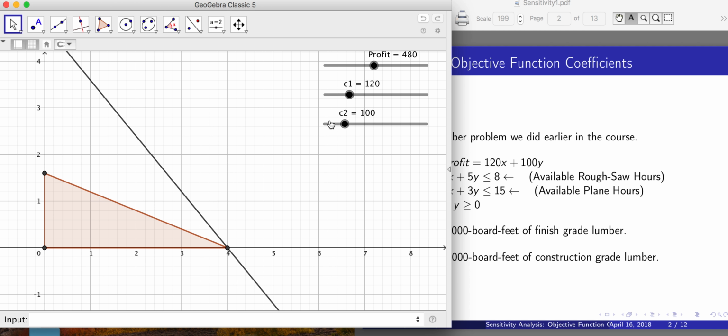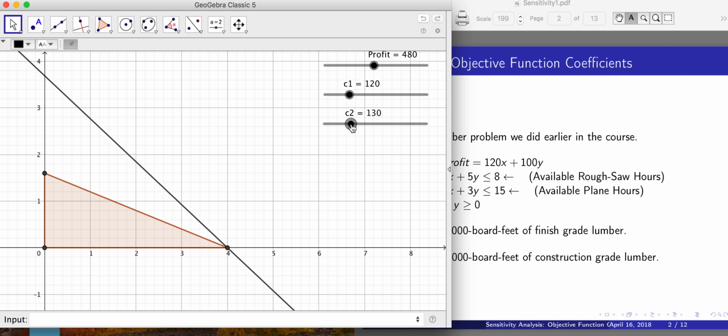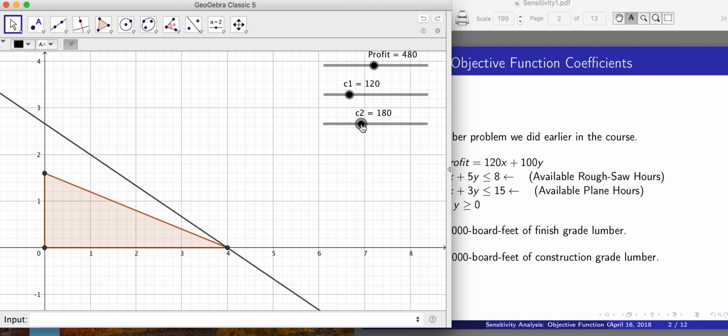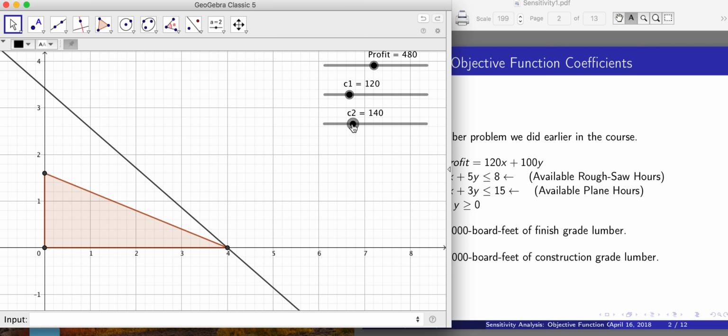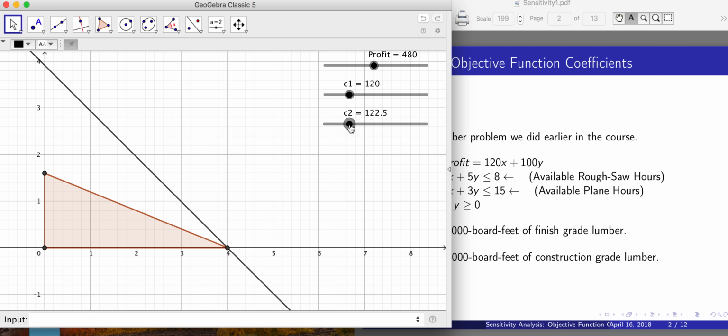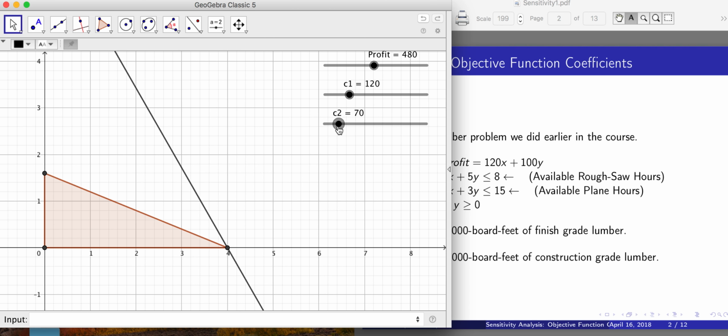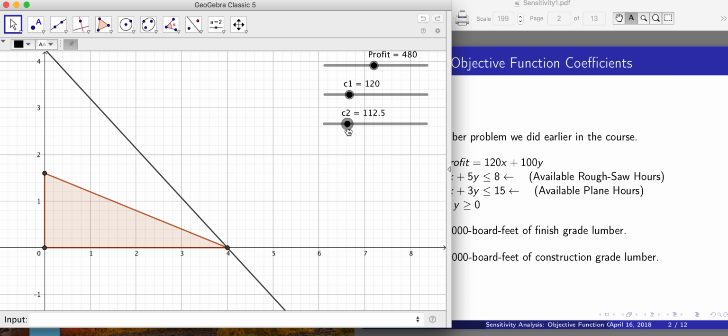So let's look at what happens when we change the value of the profit for the construction grade lumber. As it goes up or down, let's make it go up. Notice the slope of the line is changing, but it's not actually moving away from our decision. And the reason for that is because this variable doesn't come into play in this decision. Remember, this decision is let y be 0, so it's not really affecting anything. So it can change quite a bit, and our decision is still the same.